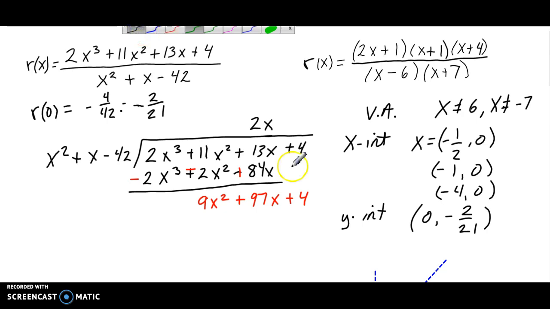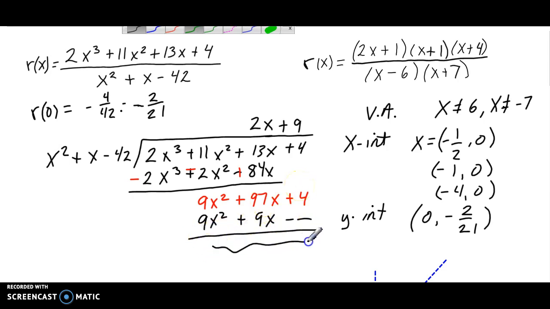And then I divide in again, and x squared goes into 9x squared plus 9. And I multiply, and I keep multiplying. And I get some big number here that I don't care about. This is going to all subtract out. We don't care about this. We know we're not getting 0 here. Y is equal to 2x plus 9 is my slant asymptote, or my oblique asymptote.